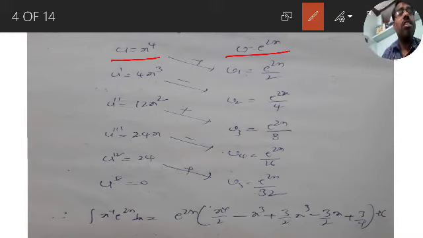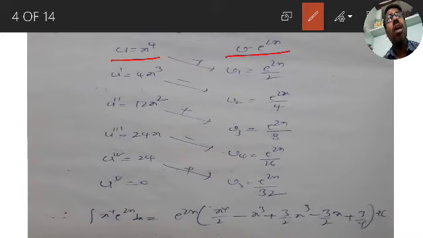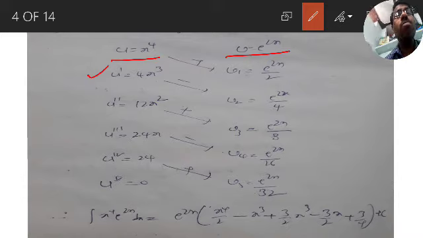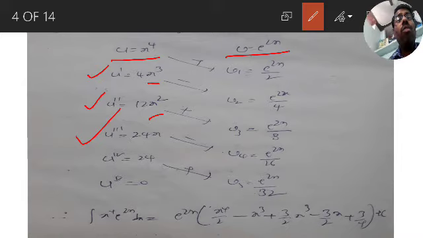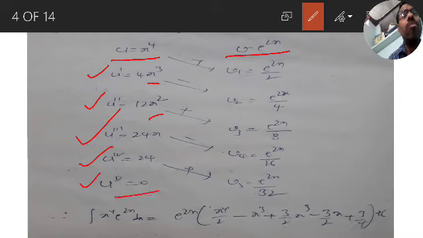The derivative of x to the power of n is n into x to the power of n minus 1. So the derivative of x to the power of 4 is 4x cube. Now the derivative of x cube is 3x square, into 4 is 12x square. Now the derivative of x square is 2x, into 12 is 24x. The derivative of x is 1, so 24, and the derivative of 24 is 0. At some stage it should become 0, then only can you apply Bernoulli's rule.